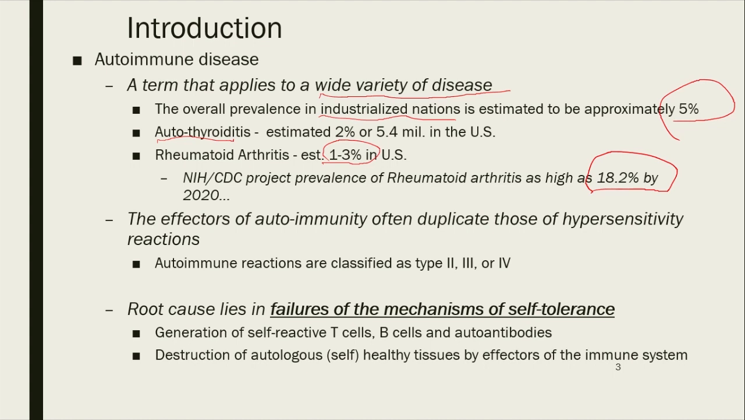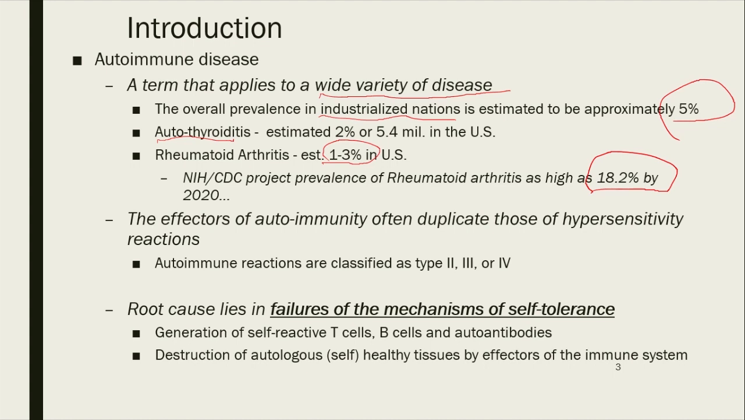So the autoimmune reactions, you can also classify as type 2, 3, 4 hypersensitivity, but we're not going to talk specifically about those cases for this topic.